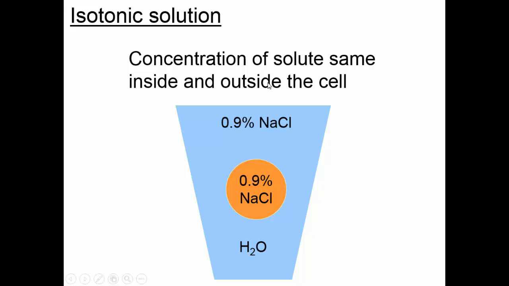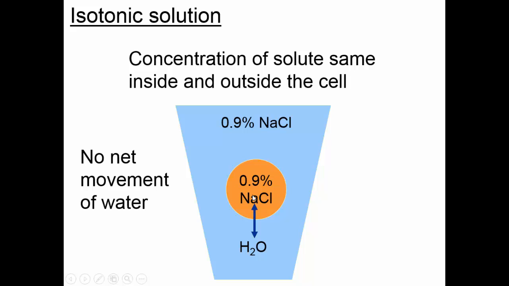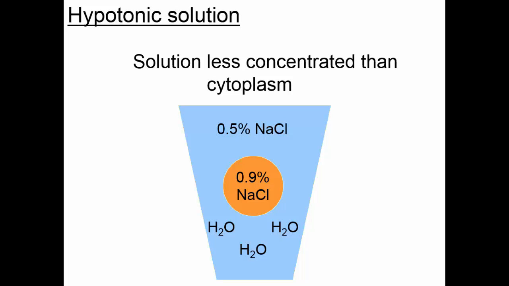In an isotonic solution, the concentration of the solute is the same inside and outside the cell. 9/10% sodium chloride is the equivalent to normal intracellular osmolality. We have water constantly moving across the cell membrane, but there's no net movement of water, and so the cell does not change its size, shape, or tone. In a hypotonic solution, the solution is less concentrated than the cytoplasm.